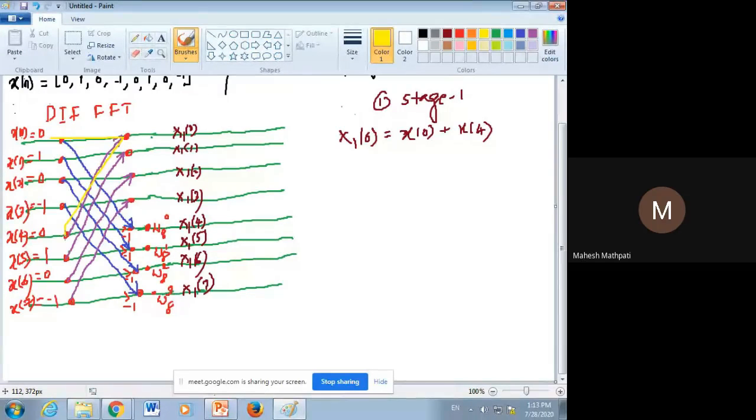Anyone has confusion here? Any confusion here? No, sir. x1 of 0 equals x of 0 plus x of 4, so we can write the answer. What is the answer we will write? x of 0, what is your value? 0 plus 0. The answer is 0.